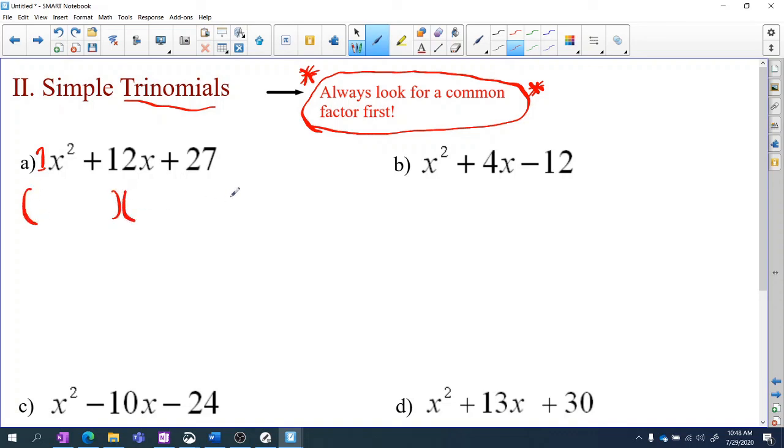You put down 2 brackets. If it's x squared, you'll put x and x. Now, here's the thinking that your brain goes through.